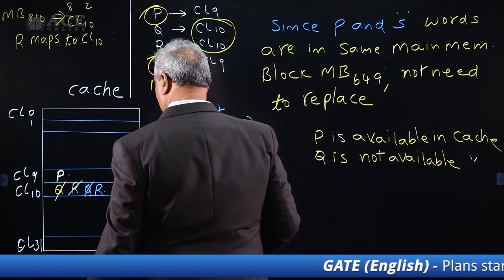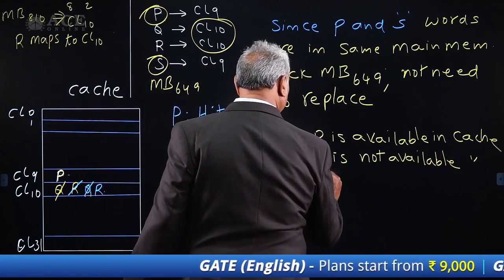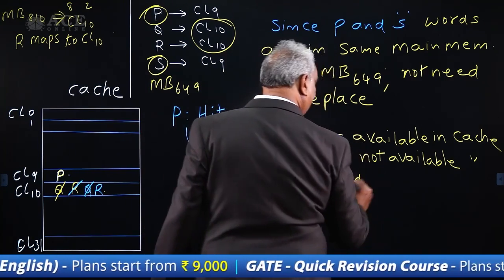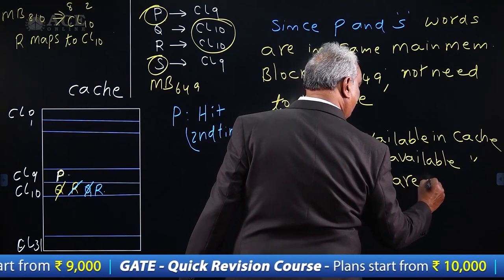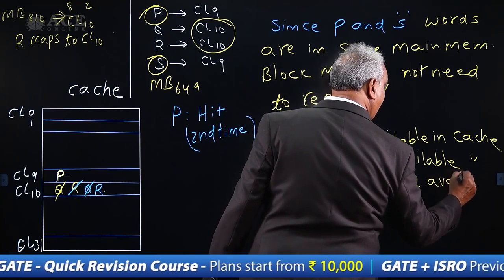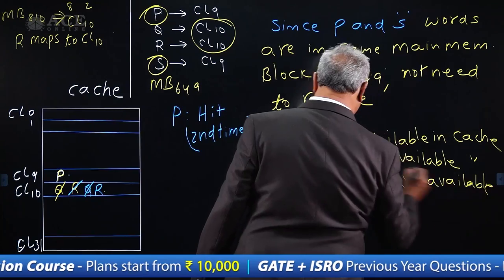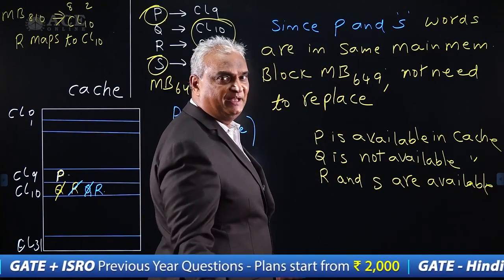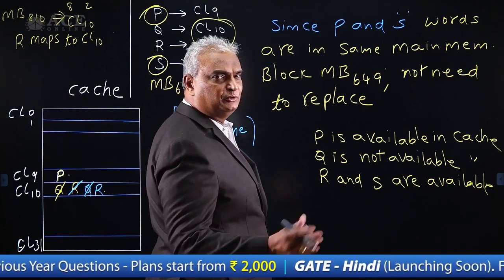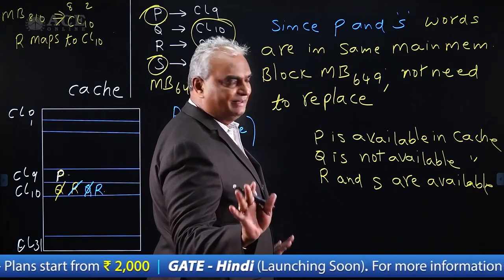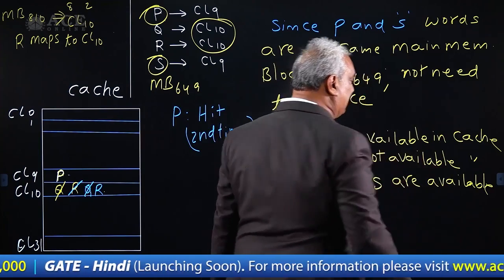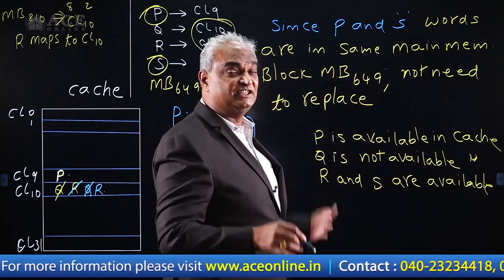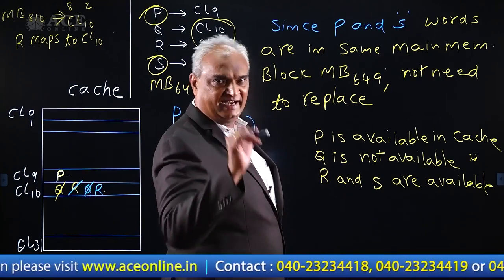Next, R and S are available. Already explained. If P is available, S is also available because P and S words are available in the same main memory block number. Means they map to the same cache memory line number. So it is the situation after completion of the program execution, means after accessing these four words 10 times.